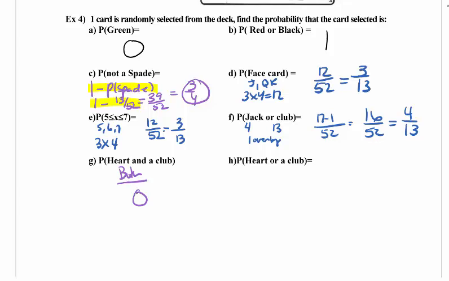H, a heart or a club. So hearts are 13, clubs are 13, and there's no overlapping. Total is 52. So I have 26 out of 52, which gives me 1/2.